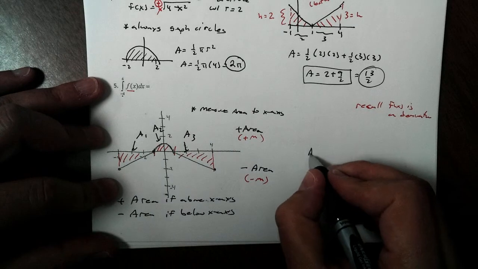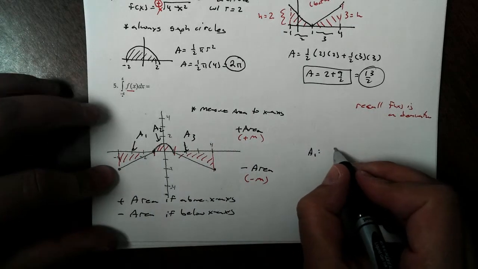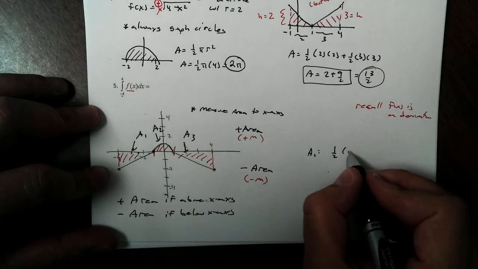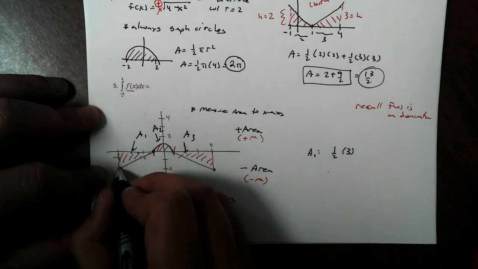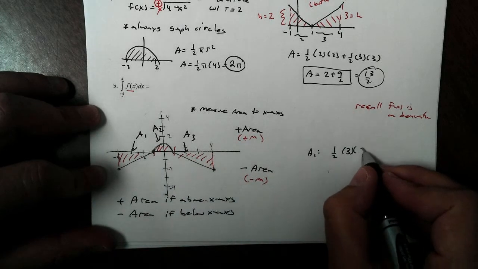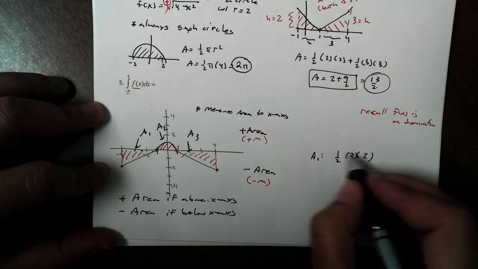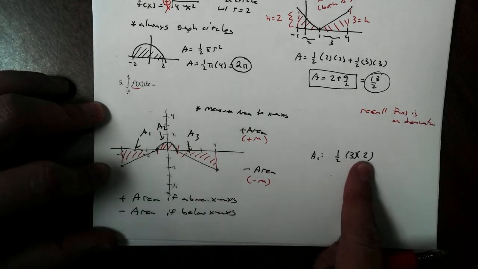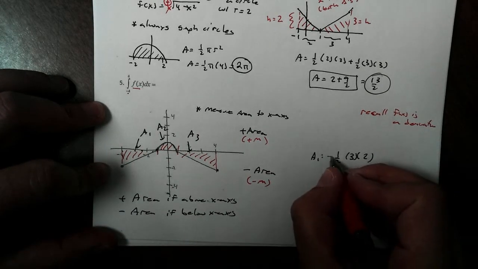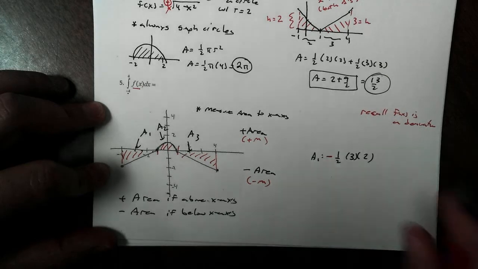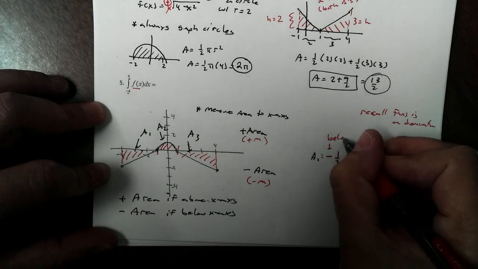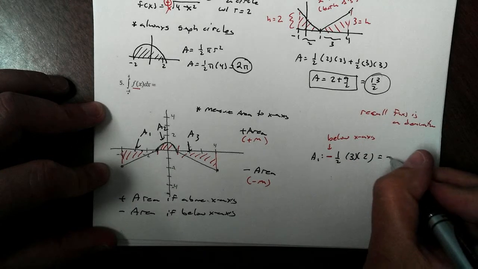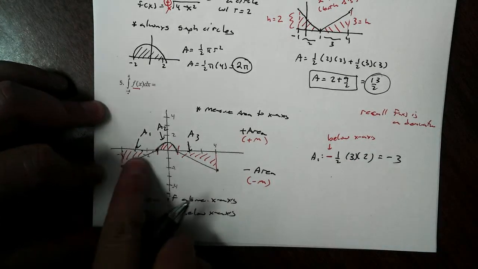So when I want to find the area for 1, it's a triangle, 1/2, the base, 1, 2, 3. The height, let's say 2. Now notice, I do make the height positive, but where I put my negative is out here. Now you can make this a -2 if you want, but I'm going to put the negative out here. And that is because we are below the x-axis. So that's going to give me an area of -3.